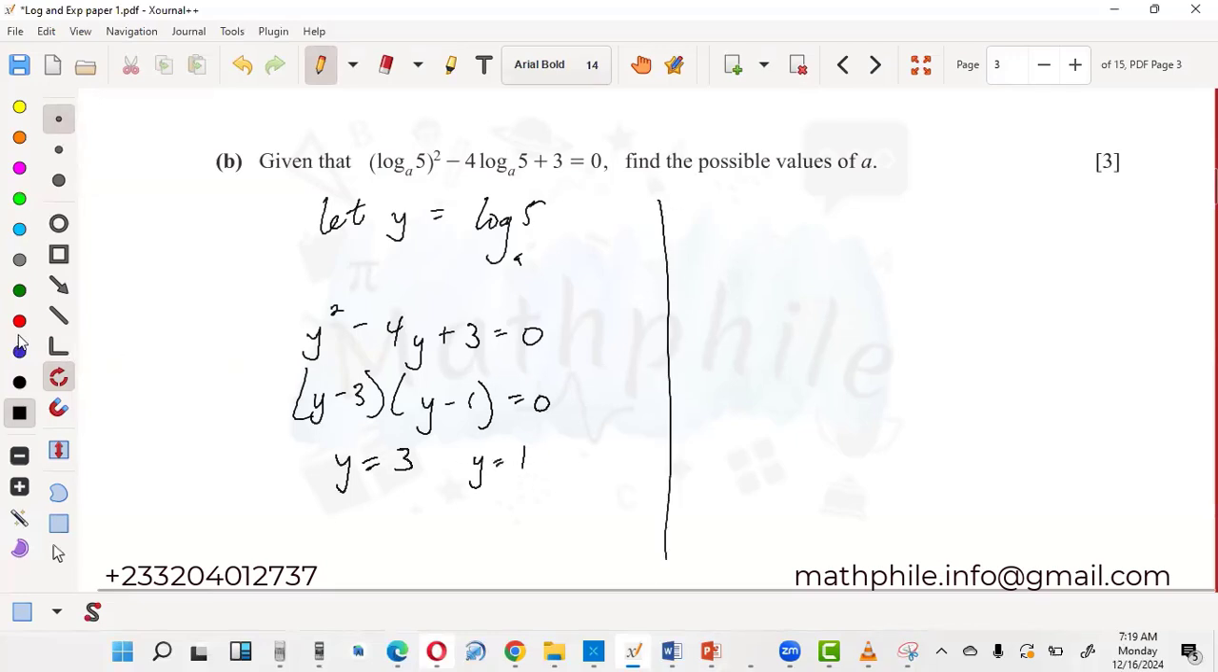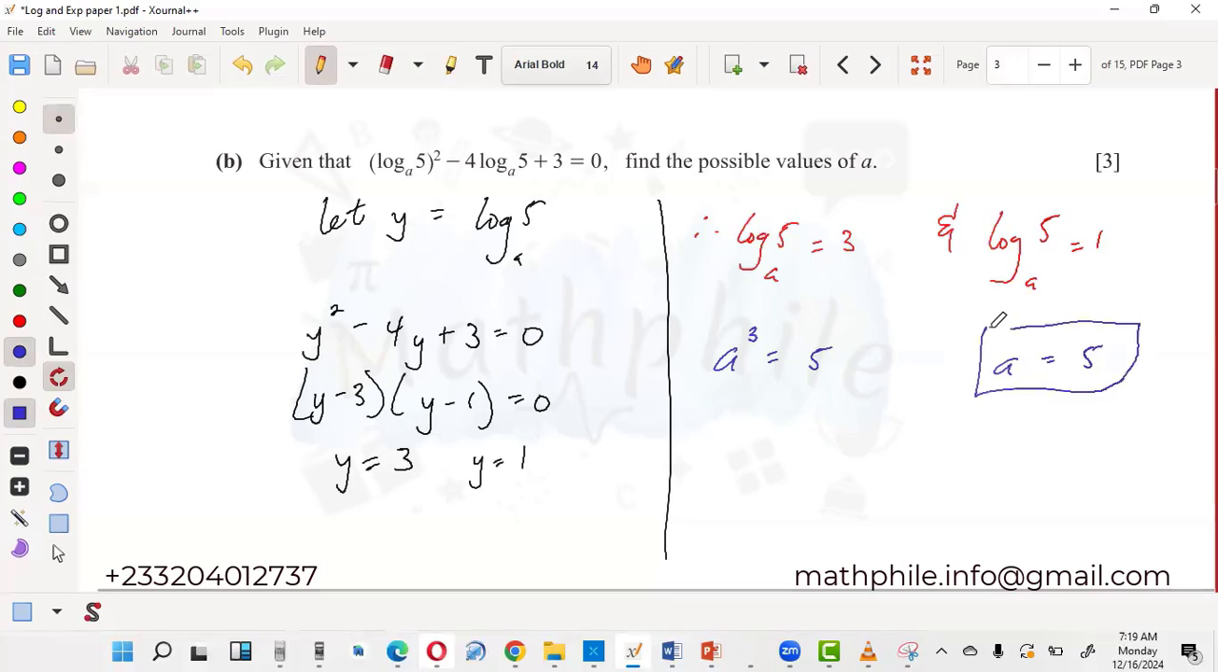So from here, because we did variable representation, I can now say that therefore log 5 base a is equal to 3 and log 5 base a equals to 1. So we now have to change from logarithm to exponential. Remember how to do that? So a raised to the power 3 is equal to 5, and this one, a raised to the power 1 equals 5. A raised to the power 1 is the same as a. So we've gotten the answer to this one.